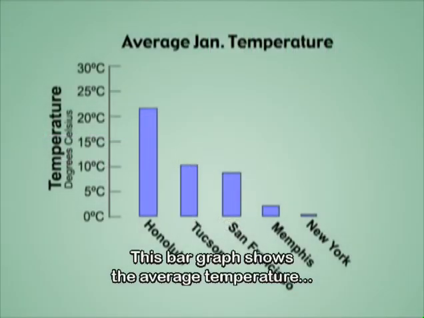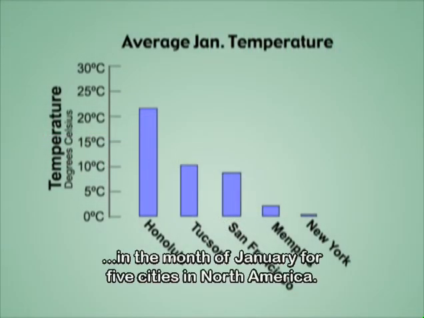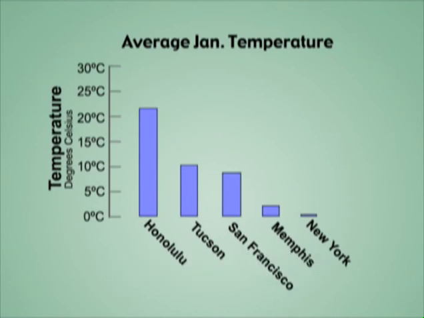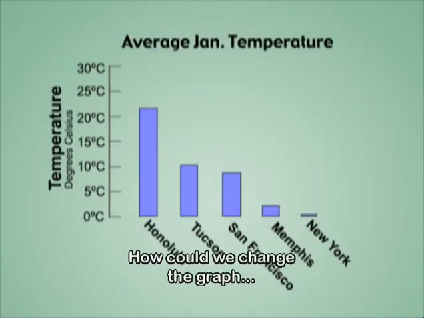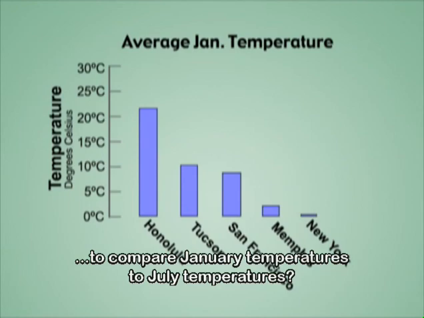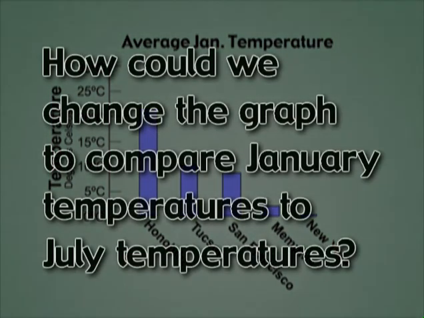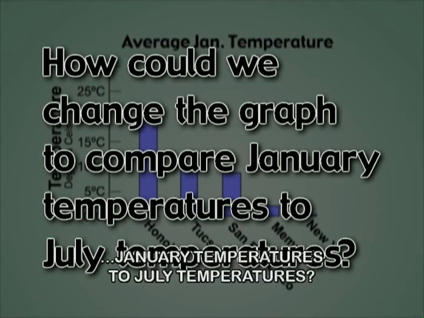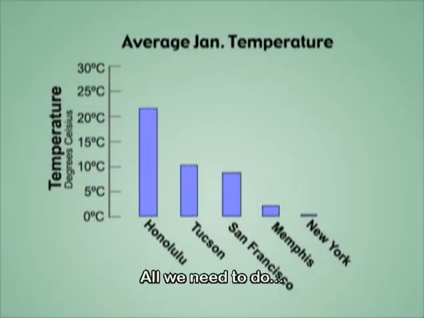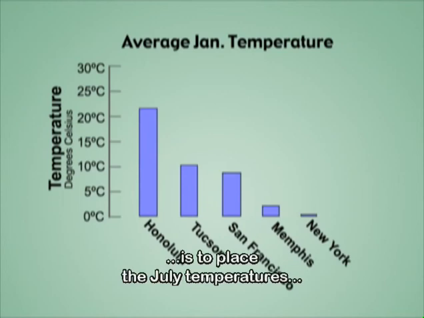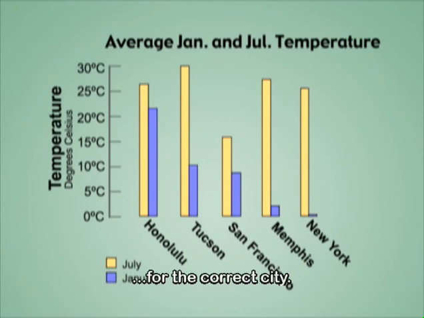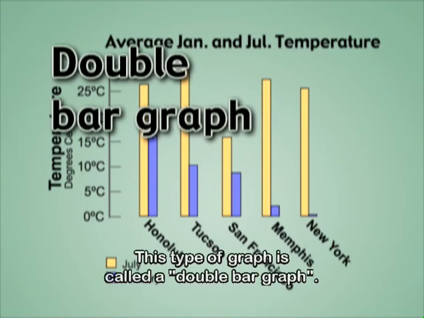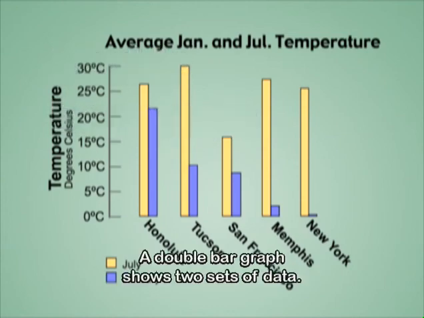This bar graph shows the average temperature in the month of January for 5 cities in North America. You decide. How could we change the graph to compare January temperatures to July temperatures? All we need to do is to place the July temperatures next to the January temperatures for the correct city. This type of graph is called a double bar graph. A double bar graph shows 2 sets of data.